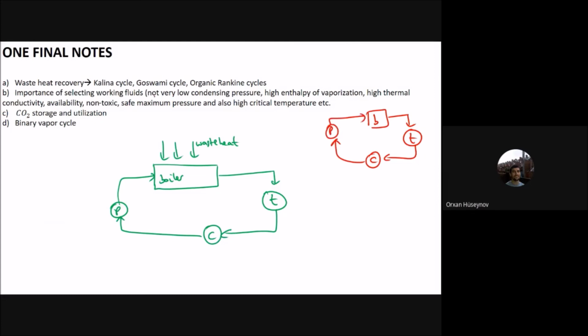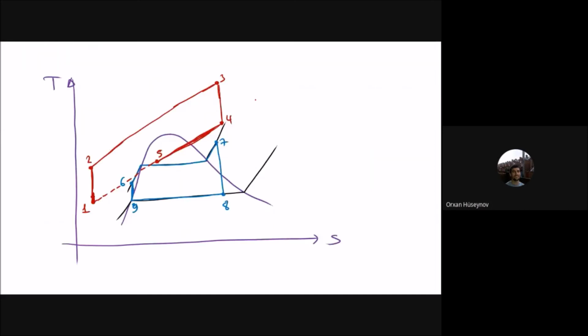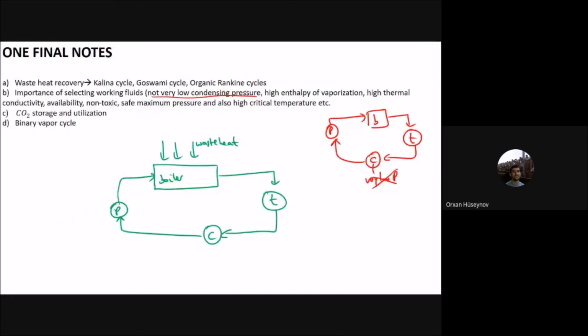The first thing is that it should not be a very low condensing pressure. Inside this condenser, you don't need to have very low pressure. It is not desirable. Why? Because if you have a very low pressure here, the environment is at 1 atm. In our previous examples, the condenser was at 10 kilopascal, but P_atm is 101 kilopascal. With this pressure difference, it is possible that you will have air leakage, and that air leakage is not desirable for this cycle. Therefore, a very low condensing pressure is not desirable.